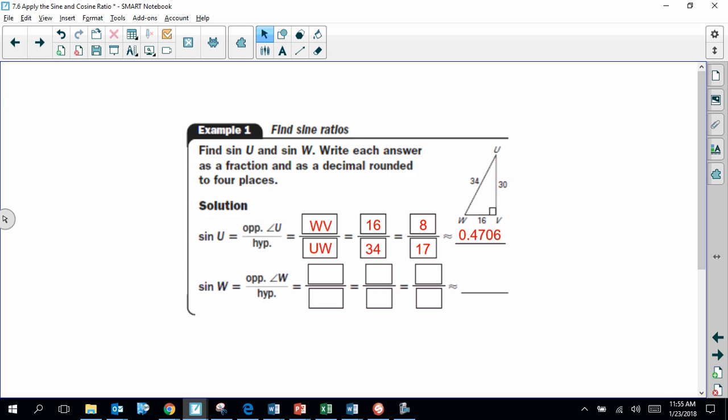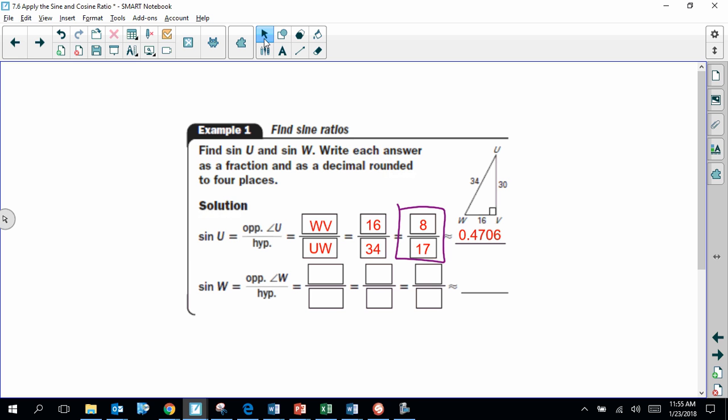Now remember, those decimal values were used to create trig tables for people that didn't have calculators, to find out what those ratios were really easily. They would just look it up and say, oh, it's this, and then do the math with that rounded decimal number. For us, most of the time, we're going to just leave it as a fraction, and say that's the ratio that we're looking for and not go with the decimal value.